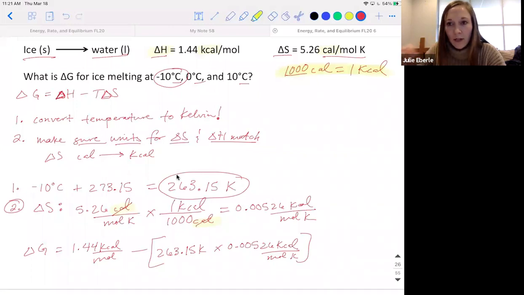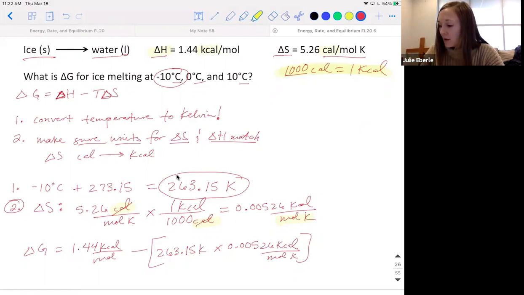So I'm just converting from calories to kcal. The mole Kelvin part stays with us. That's not affected in any way. So we just carry those over to the new units as well. All right. So we just did the 5.26, which is our value for delta S. But in kcals, it's 0.00526. So we just divided that number by 1,000 because there's 1,000 calories in 1 kilocalorie. Does that help, Keegan? A little bit? We're going to do more than one practice problem on this.